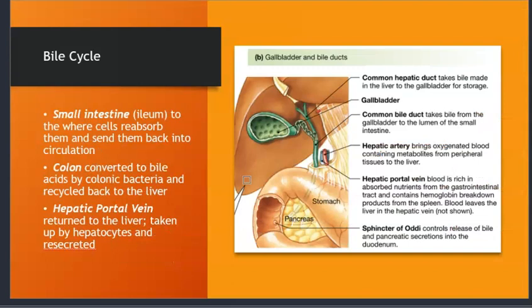Let's focus on that bile cycle a little bit more. Here we have an image of the gallbladder and bile ducts. The small intestine, or the ileum, is where cells reabsorb, and then they're sent back into circulation. The colon converts the bile acids by colonic bacteria and recycles it back to the liver. And then you have your hepatic portal vein, which returns the cells back to the liver, but the bile is also taken up by hepatocytes and resecreted.